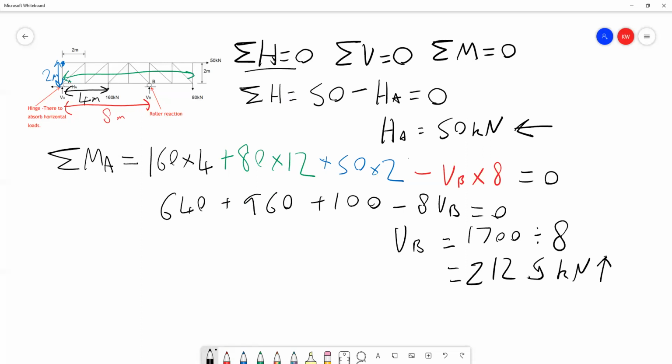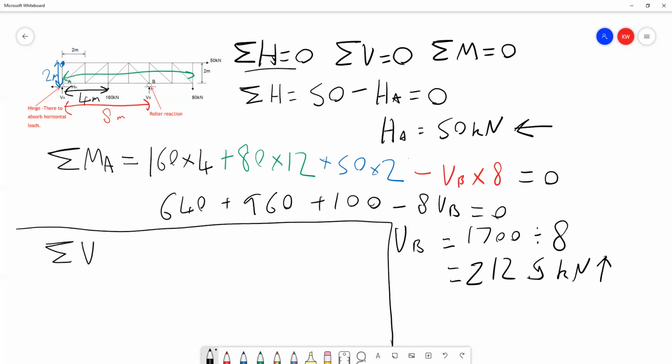Now, where does this leave us with regards to finding VA? Well, I'll just make a little space here just to show it's separate from the rest of it, and we'll do it down here. Remember what we said at the beginning. We know the total vertical force is going to be equal to 0. And we've got two forces that are acting up the way. We've got VA and we've got VB acting up the way.